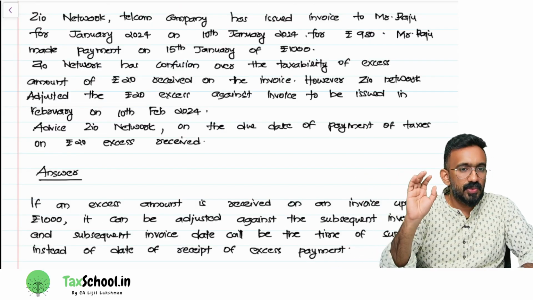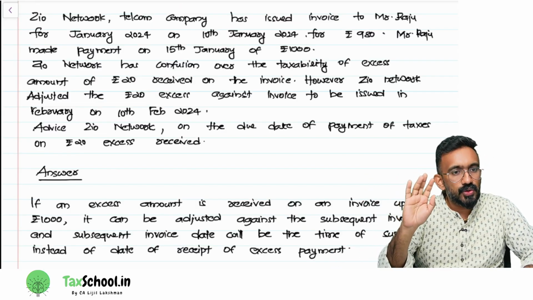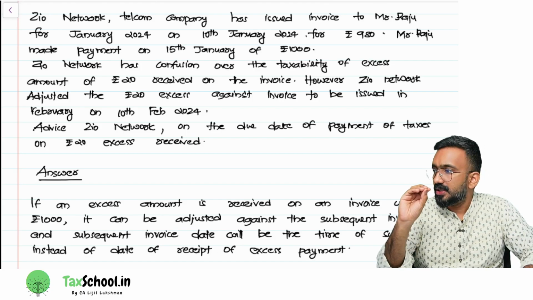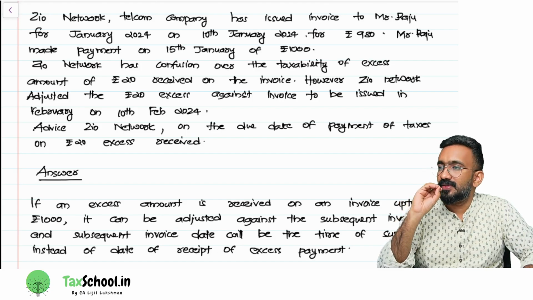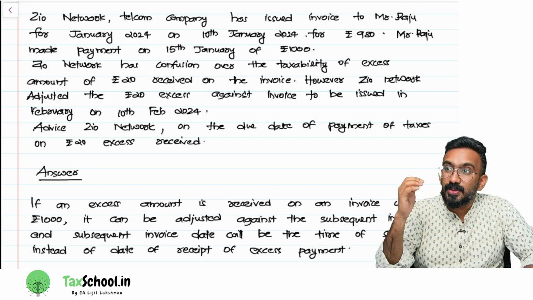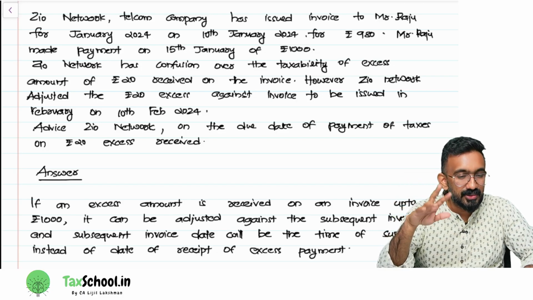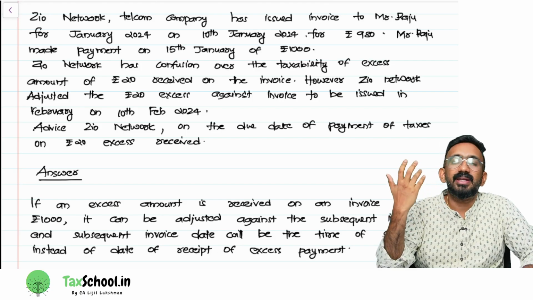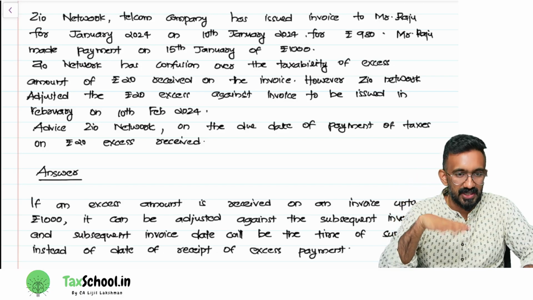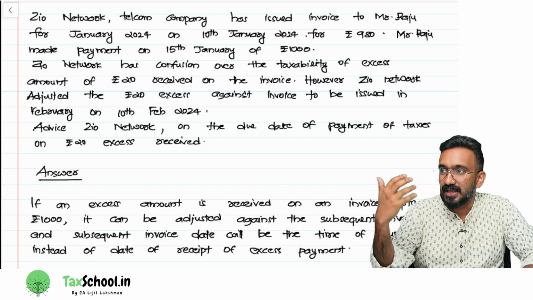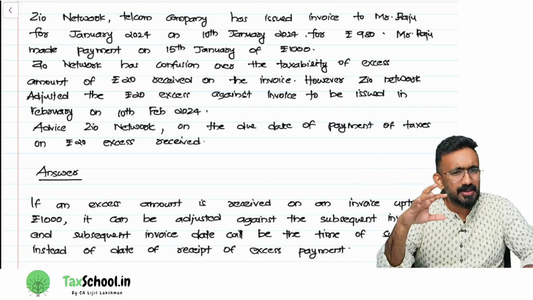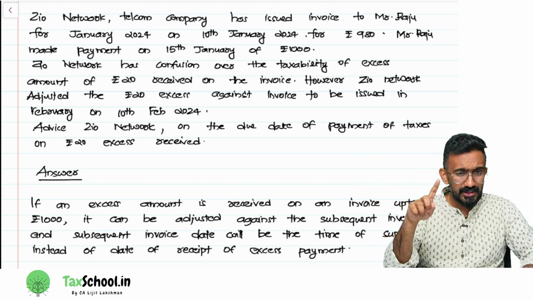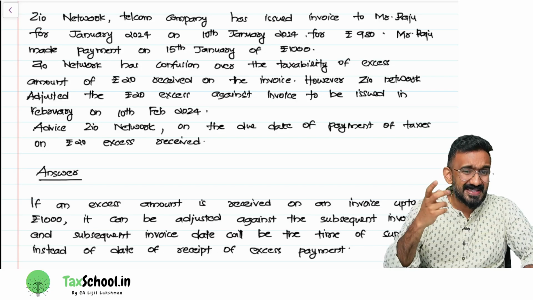Okay. So what is that they're saying here? They gave an invoice of 980 rupees, but how much was paid? 1000 rupees. How much Zio Network got extra? 20 rupees. What will be the time of supply for this 20 rupees? Why did someone pay 20 rupees extra? Because they know that there is a second additional bill, a postpaid bill. You might pay little amount extra. Should Zio Network treat this 20 rupees as an advance is a question.